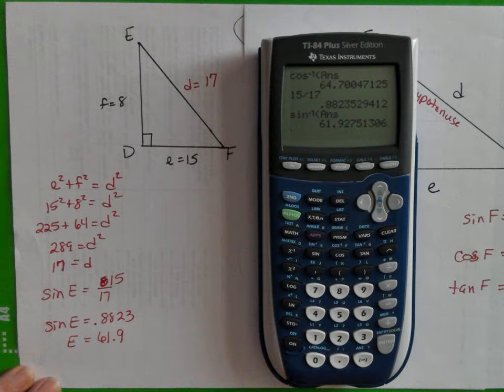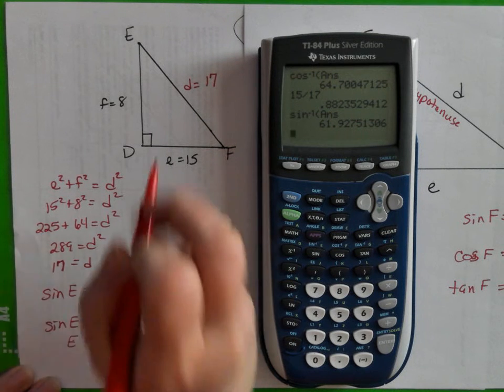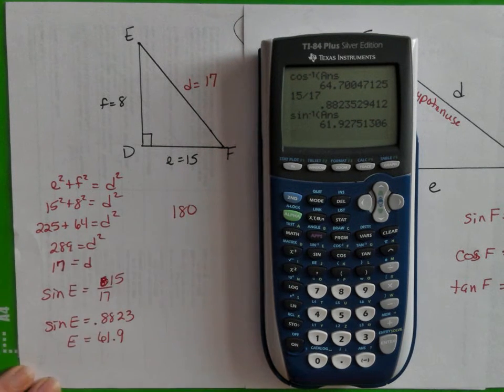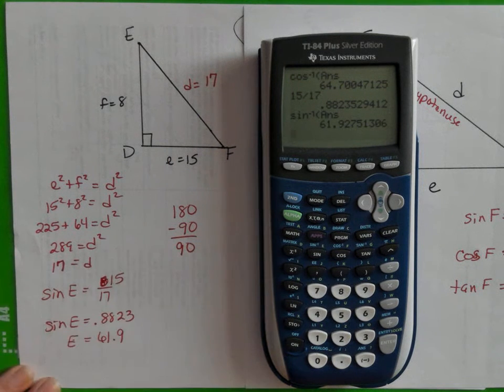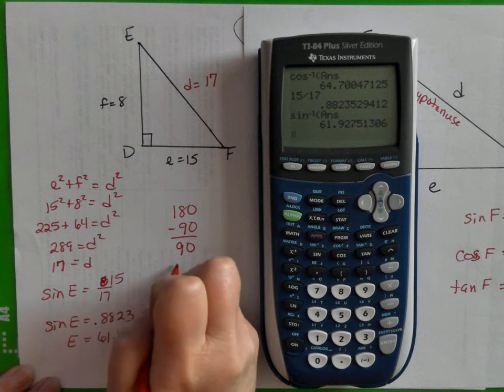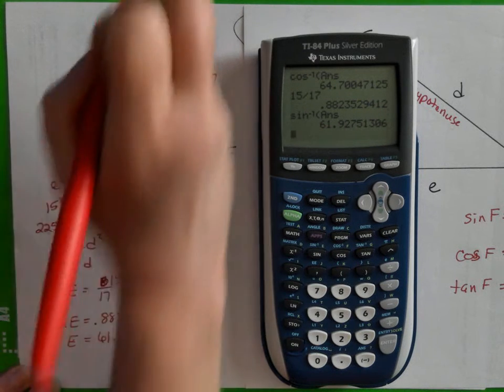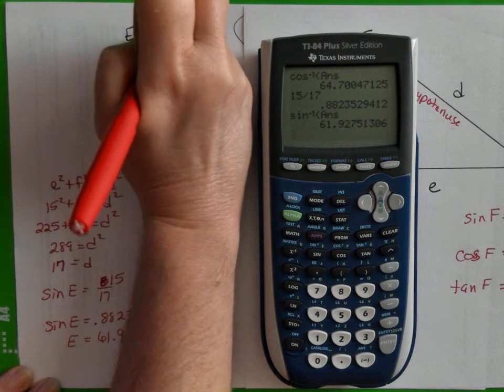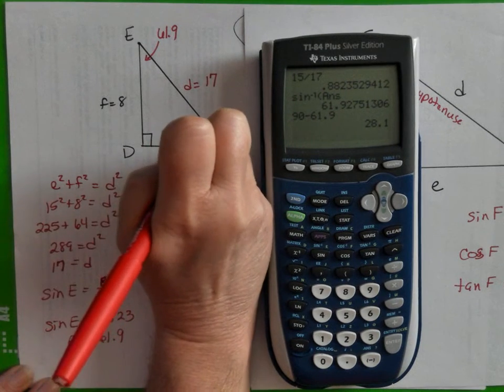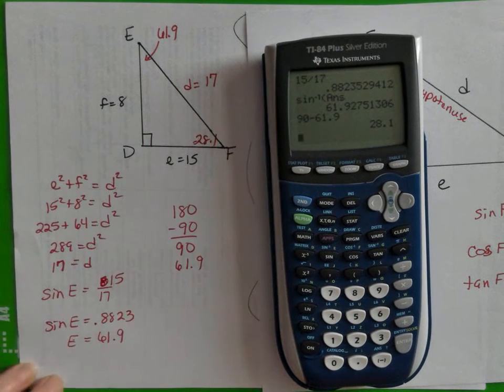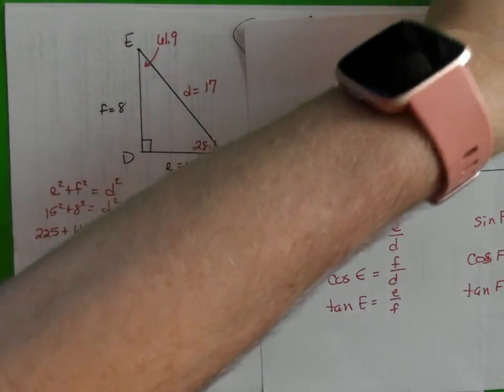Now, if we remember anything about geometry, we remember that 180 degrees makes a triangle. My right angle is 90 degrees, so I have 90 degrees left. And of that 90 degrees, 61.9 of them are angle E. So how many are left for angle F? 90 minus 61.9 leaves me 28.1. And that was how simple that one is. Not so tough. Let's try another one.